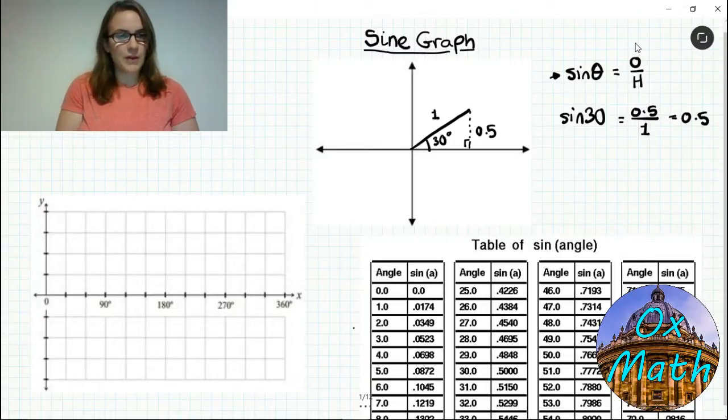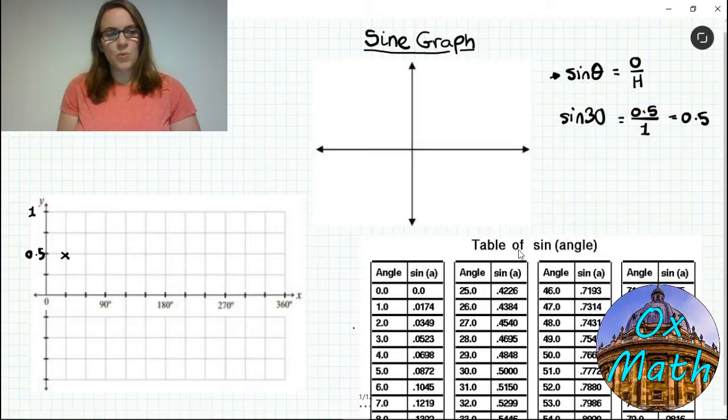So we could plot that on the graph. If you look at my graph down here, 30 degrees is that point. If I make my axes go up to 1, 0.5 is going to be halfway up, so 30 degrees, 0.5 is going to be a point here. We could also have got that from our table of sines, because if you look here, the angle being 30 degrees tells us that the sine of the angle is 0.5.